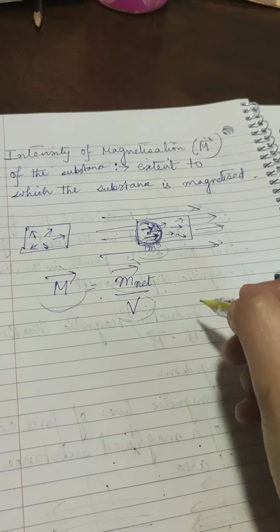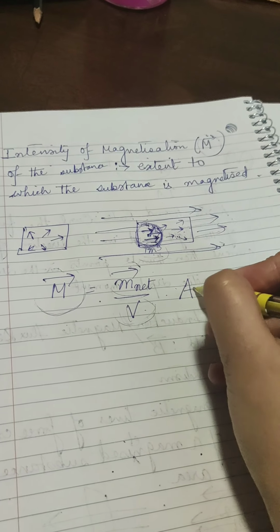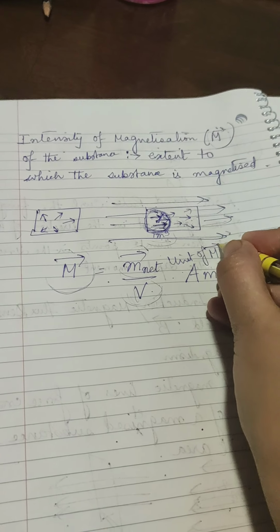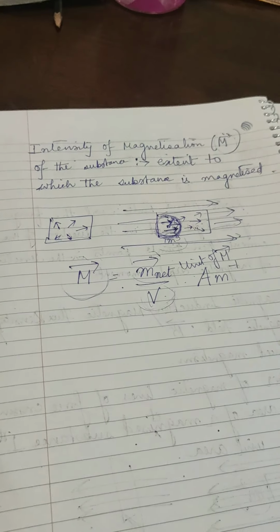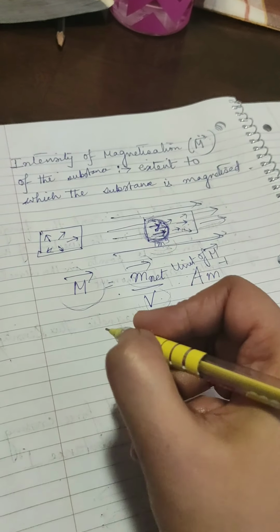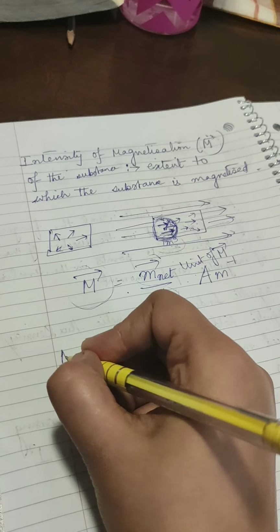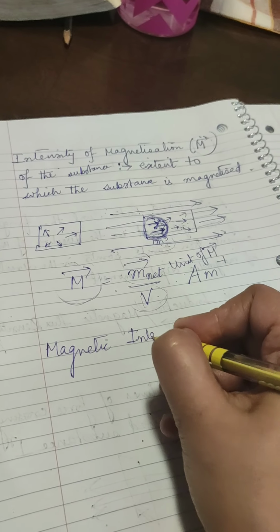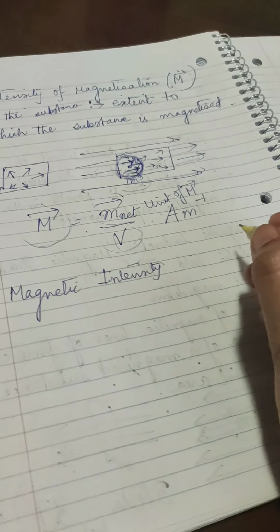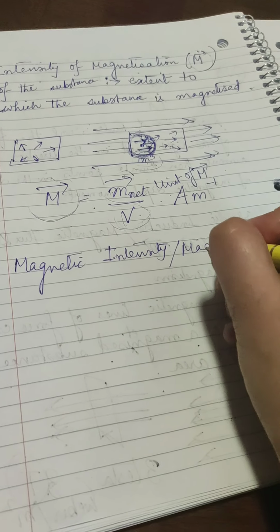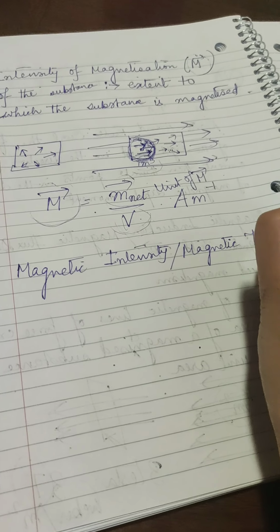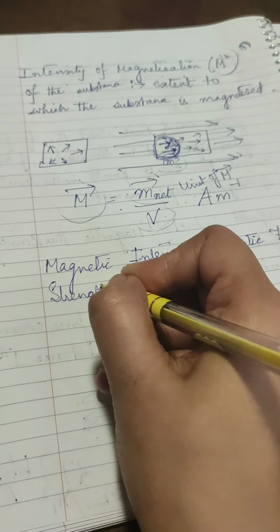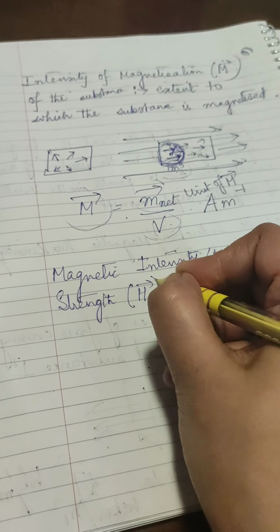So what is its unit? The unit of M, magnetization, is ampere per meter. Now, magnetic intensity or magnetic field strength, we denote it with H.